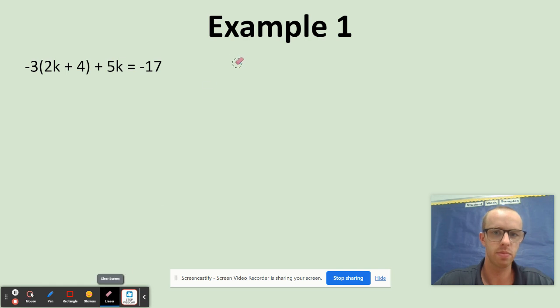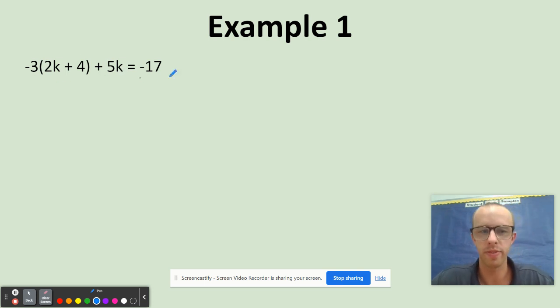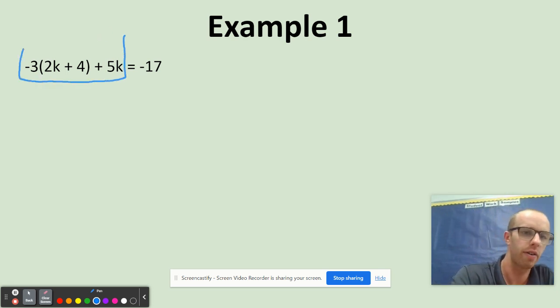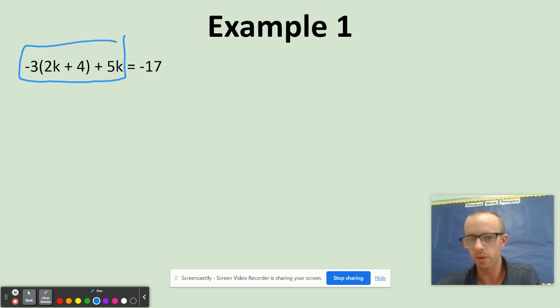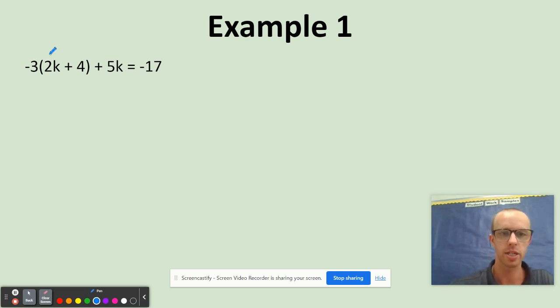All right, we have -3 times 2k plus 4 plus 5k equals -17. To solve this, I need to always simplify this expression here first. On this side of the equal sign, I have this long expression. I need to simplify it as much as I can. The first step when I simplify is going to be to distribute. So we're going to distribute first.